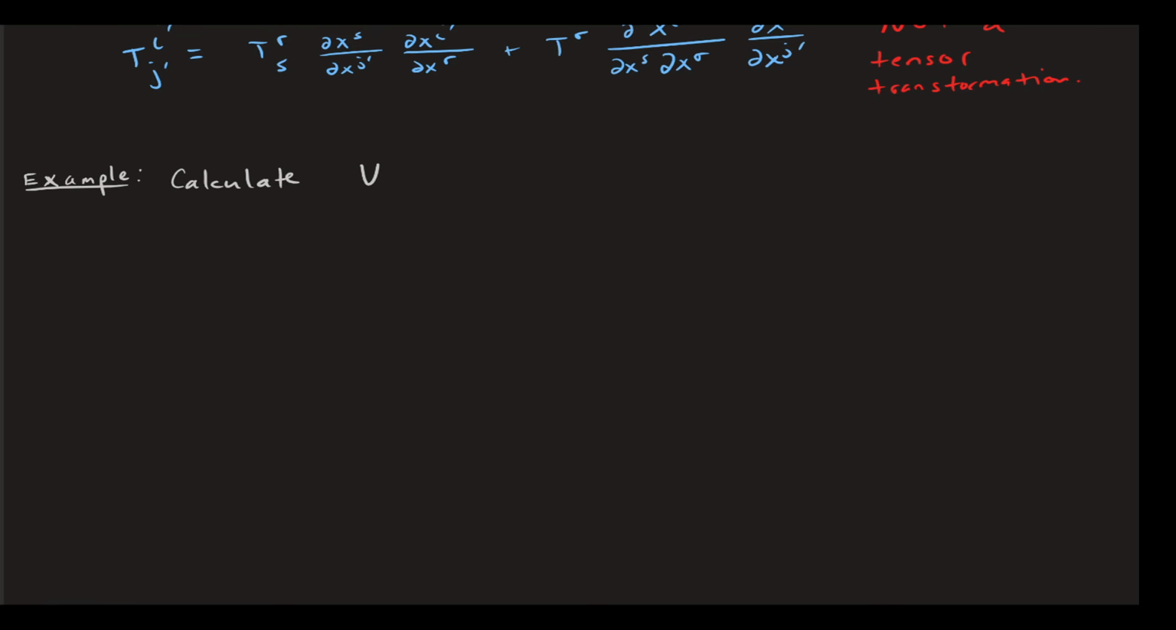we'll call it V_i' in the x_i' system if the original components V_i are x_2 comma x_1 plus 2x_2. Of course, I'm assuming covariant components. So these are the covariant components.